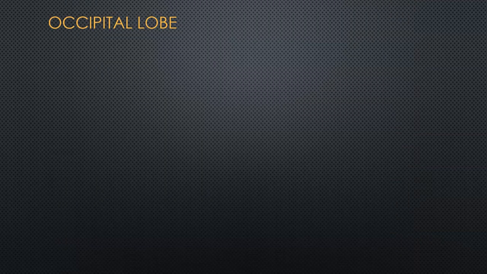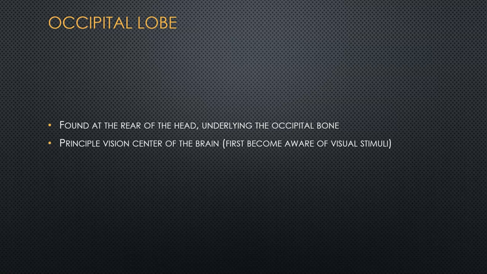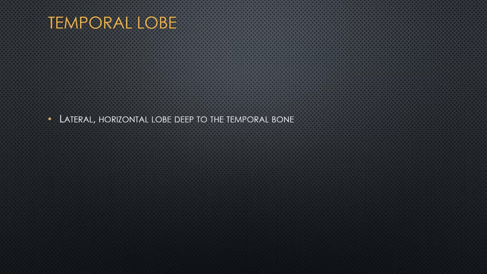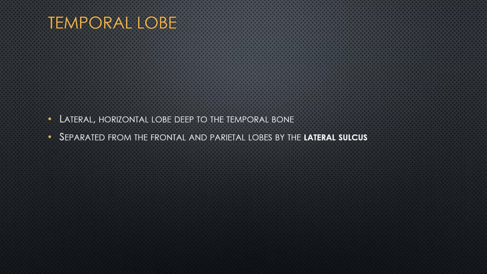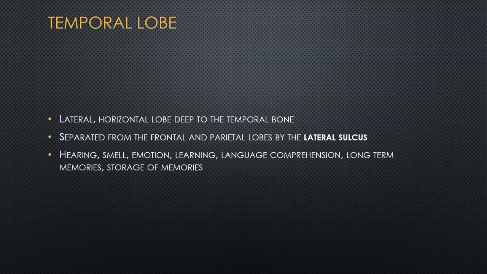So let's go on to the occipital lobe. The occipital lobe is found at the rear of the head, underlying the occipital bone, and it's the principal vision center of the brain. It's where you first become aware of visual stimuli. The temporal lobe is a lateral, horizontal lobe deep to the temporal bone. It is separated from the frontal and the parietal lobes by the lateral sulcus. Hearing, smell, emotion, learning, language comprehension, and long-term memories and storage of those memories is happening here.